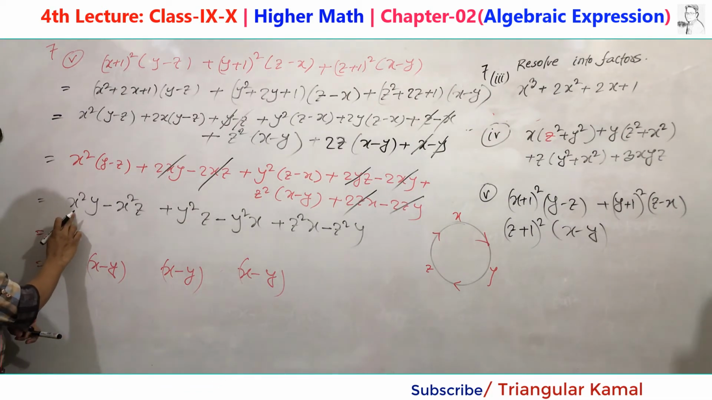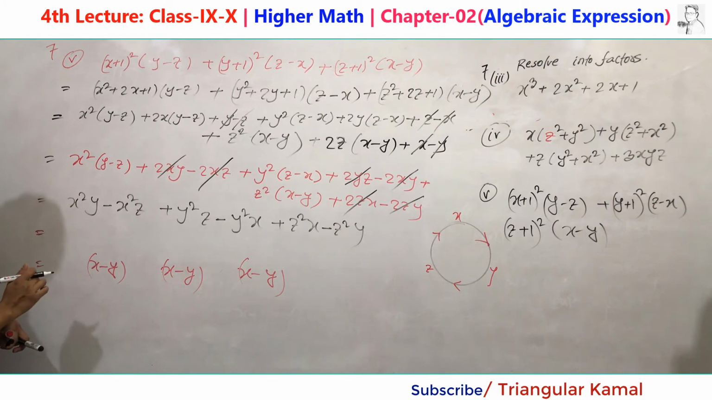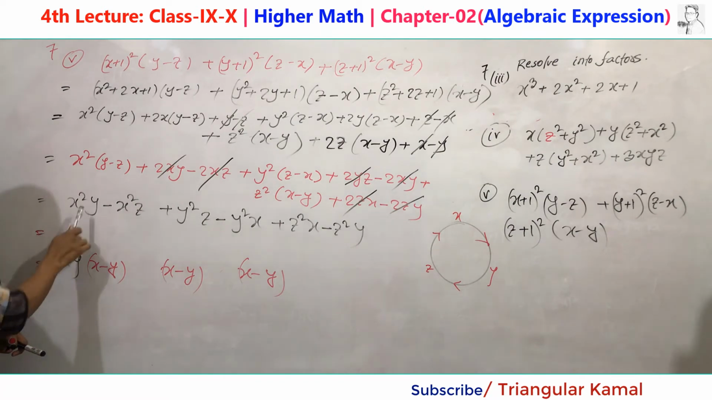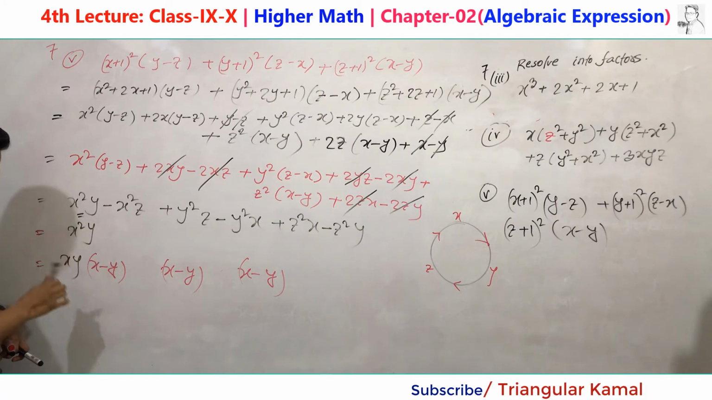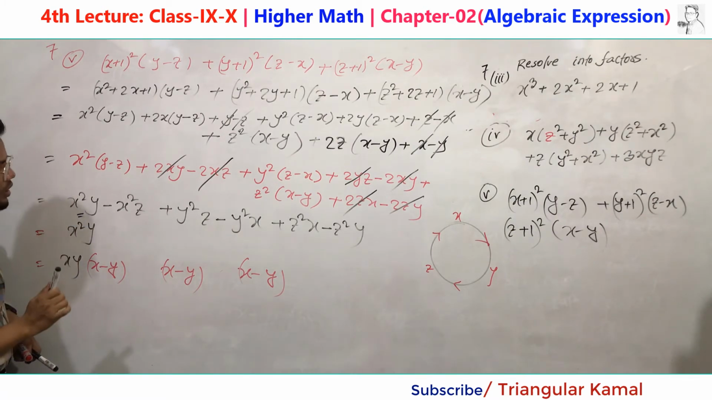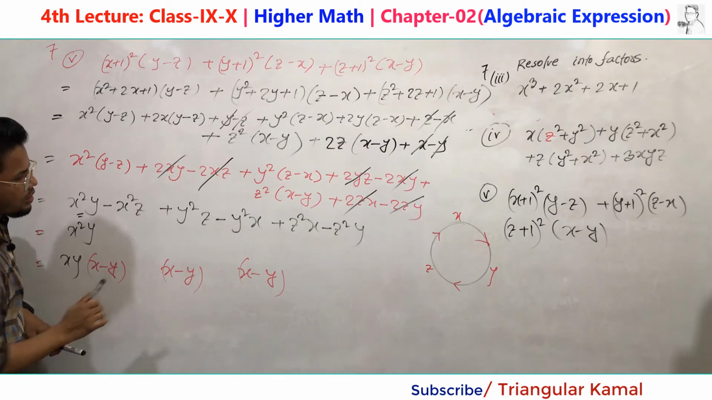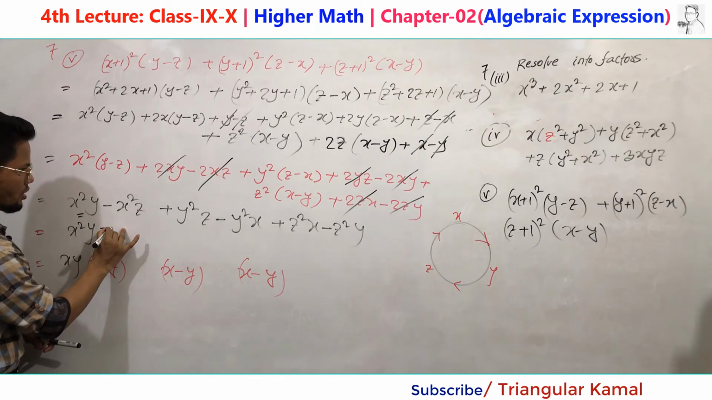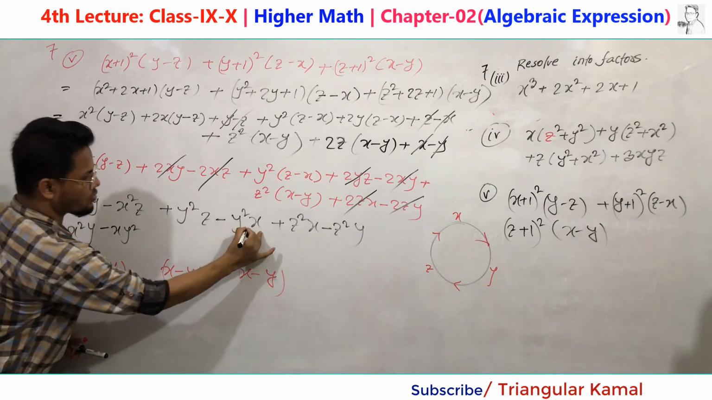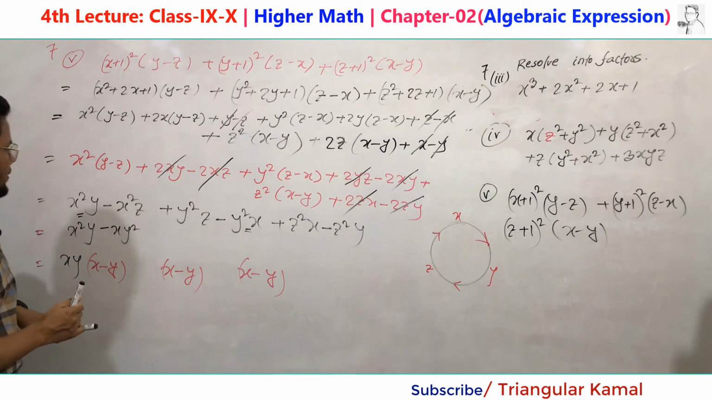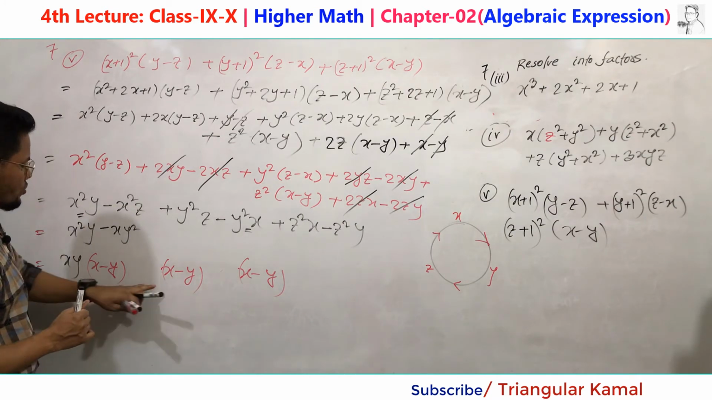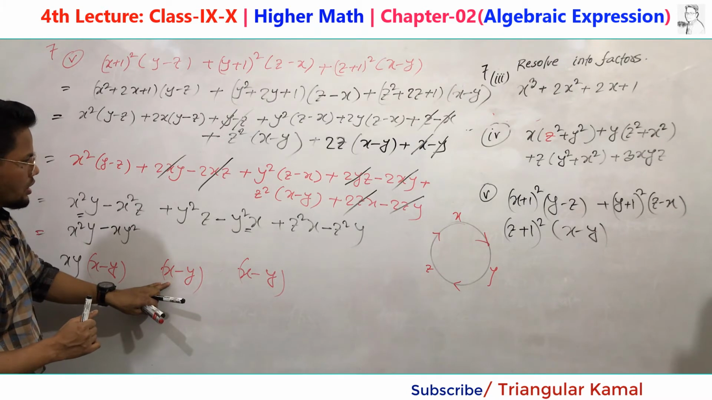This one is x square y. If we take xy common here, then finally this one is x square y multiplied by xy square. Which one is xy square? This one right here, xy square. Finally this one is okay. And here x minus y, x minus y, taking x minus y common.